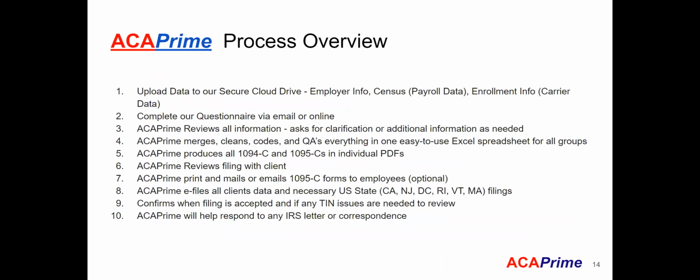ACA process overview. We have 10 steps. Basically, I'm going to go through each one individually. Upload the data to us, including census, enrollment data, questionnaire. We review, ask for any clarifications or additional information needed. At that point in time, in our premium service, we merge, clean, code, and QA all of the data, produce the 1095s and 1094s in PDF format, and review all this with the client.